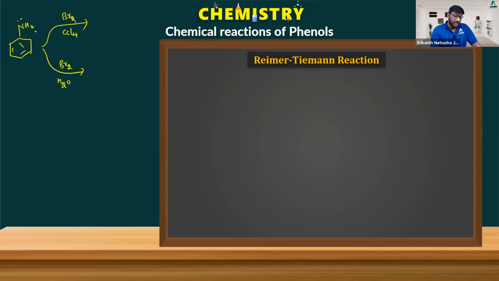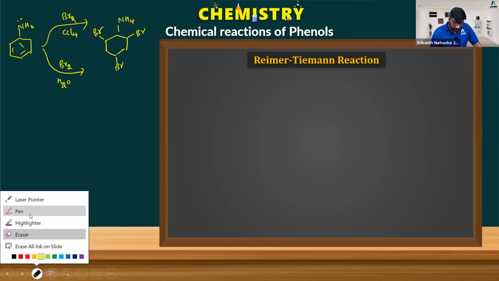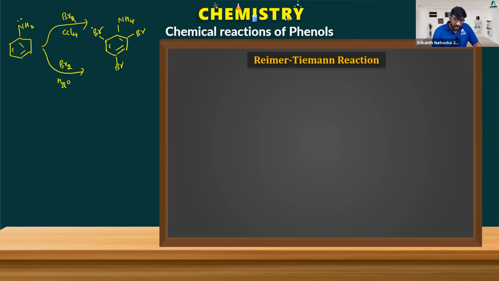So in that case, is a Lewis acid required or not? A Lewis acid is not required because NH2 is a very strong electron donating group. If you treat aniline with Br2 in the presence of CCl4 or Br2 in the presence of water, in both cases you will generate 2,4,6-tribromoaniline. That means NH2 is a very strong electron donating group.